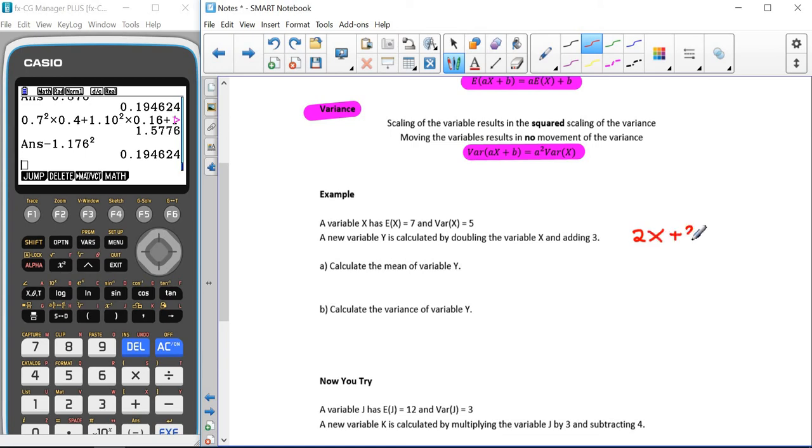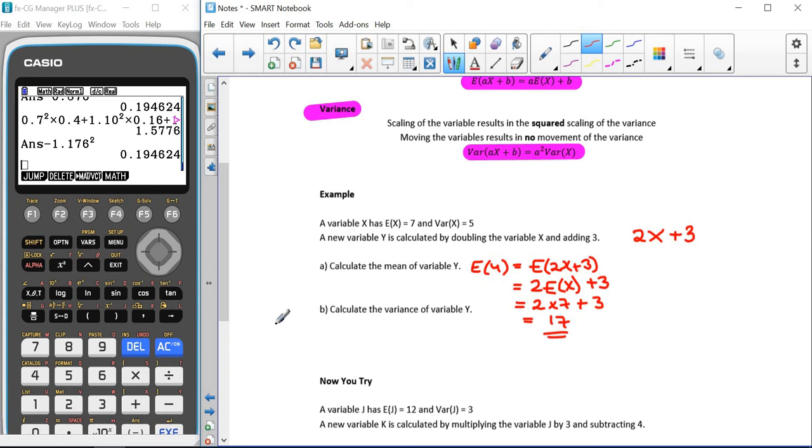plus 3. So when we're having to calculate the mean of y, our expectation of y is the same as saying the expectation of 2x plus 3, which using our formulas at the top here would be 2 lots of the expectation of x plus 3. Now we know that the expectation of x is 7, so that'd be 2 times 7 plus 3, which gives us 14 plus 3, which gives us 17.